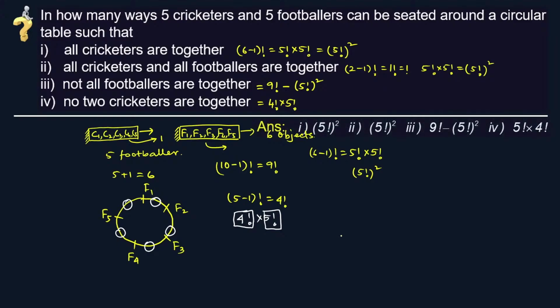The total number of ways is factorial 4 into factorial 5. Is it clear to all of you? So the first place, these are the answers. You can check it. This is the first one. This is the second one. This is the third one. And this is the fourth one. Yes. Is it clear to everyone? Absolutely. No doubt about it.